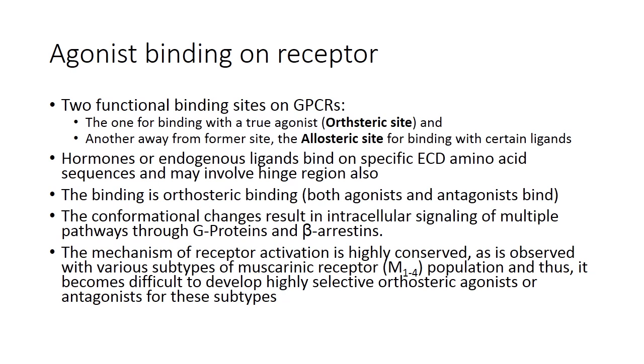So long as the orthosteric receptor is concerned, the mechanism is highly conserved, as is observed with the various muscarinic receptor subtypes 1 to 4. And thus it is very difficult to develop highly selective orthosteric agonists, or conventional agonists or antagonists, for subtype muscarinic receptors, because the amino acid sequence remains the same. It will be difficult for several ligands to differentiate such sequences among the subtypes of the muscarinic receptors.